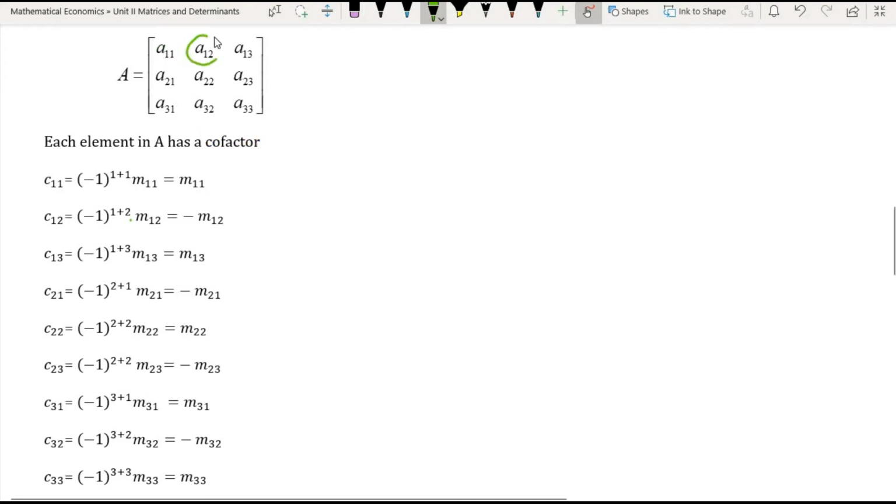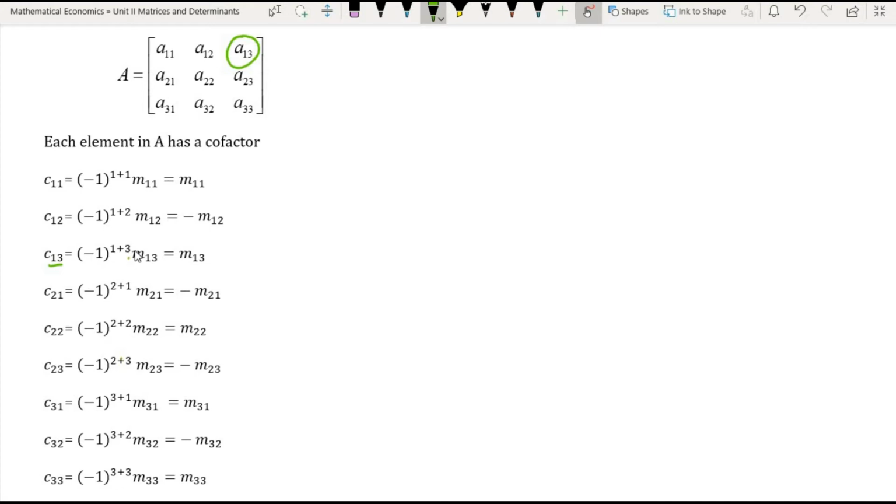Next, the cofactor of the element A12, denoted by C12, is equal to -1 to the power 1 plus 2 times the minor of the element A12. The element A12 is present in the first row and second column. Since its sum is equal to an odd number, therefore the cofactor of the element A12 is equal to negative of its minor.